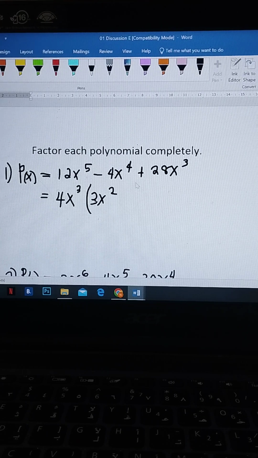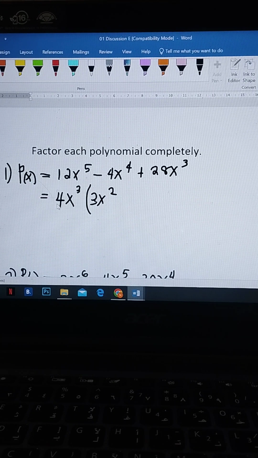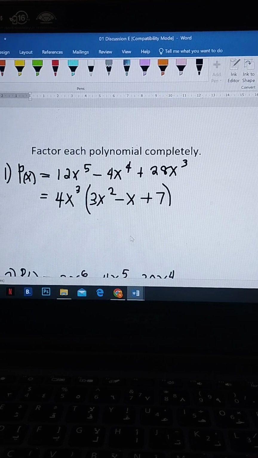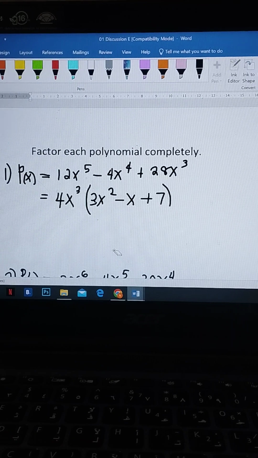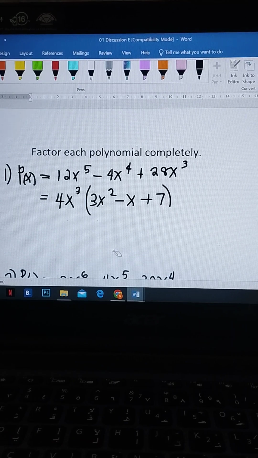Then 4x raised to 4, so minus x. 28 divided by 4 is 7, so plus 7. Next, what are the factors of 21 so that when added the sum is negative 1? There is no factor anymore. Therefore the complete factorization is 4x cubed times 3x squared minus x plus 7.